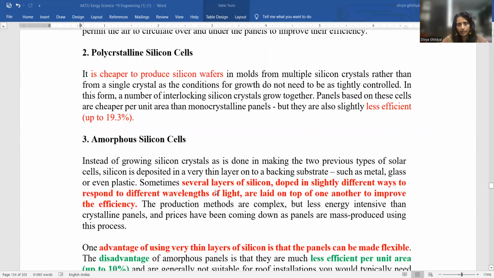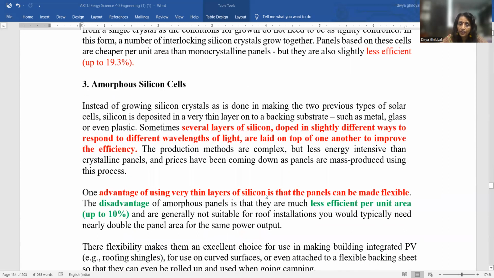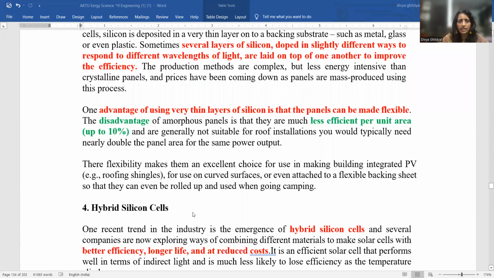Amorphous means powdery, in chemistry. That means now I have made this silicon into a powdered form. So instead of growing the silicon crystals, we have taken it in an amorphous form, and several layers of silicon are doped in slightly different ways to respond to different wavelengths of light. Suppose some days sunlight is not at its full strength, and we are receiving only a few radiations on the earth. Then my different layers will respond. Maybe some will respond well to the UV, some to the IR, some to the radio waves. So they have just been done in layers.